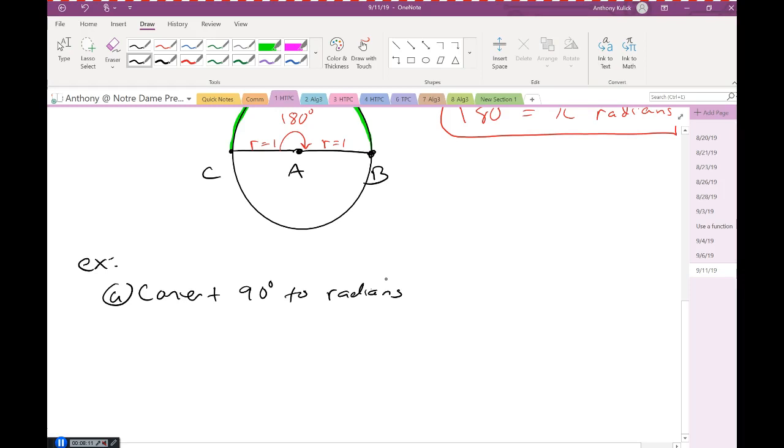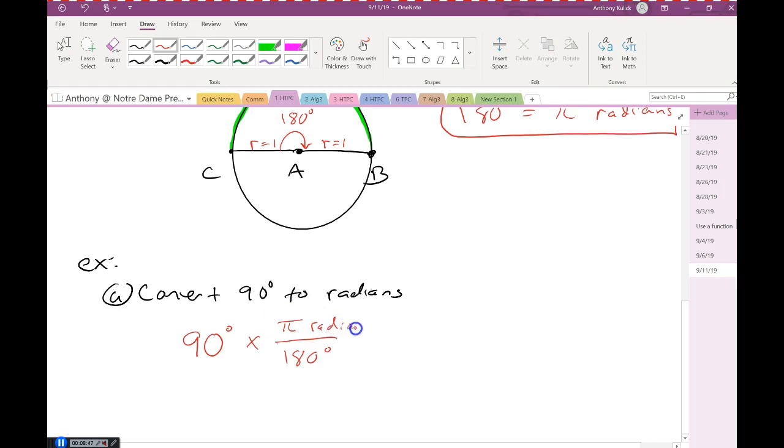So let's say I want to convert 90 degrees to radians. I'm going to start with what I know, and I'll multiply this by a conversion factor. The conversion factor that we have for radians and degrees is that 180 degrees equals pi radians. So how would I write my conversion factor here? What part is going to go in the denominator? 180 degrees. And what part is going to go in the numerator?